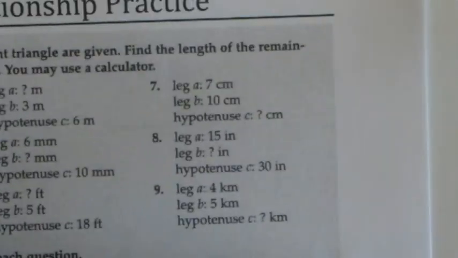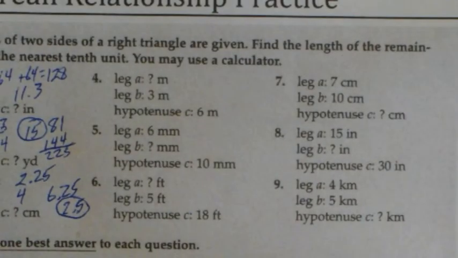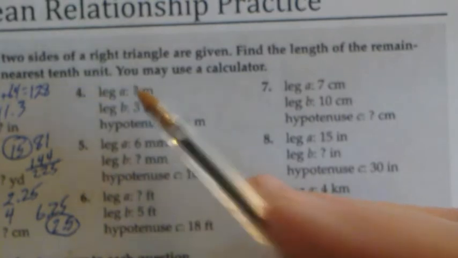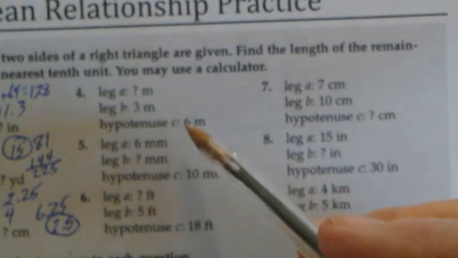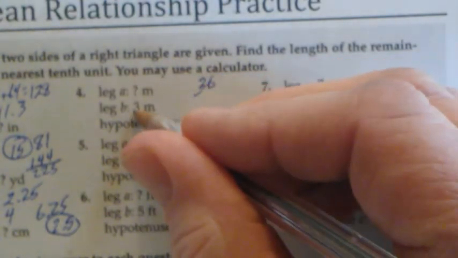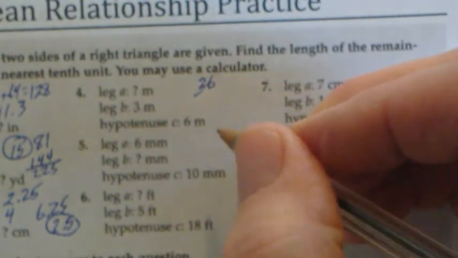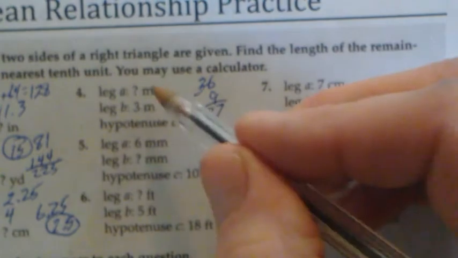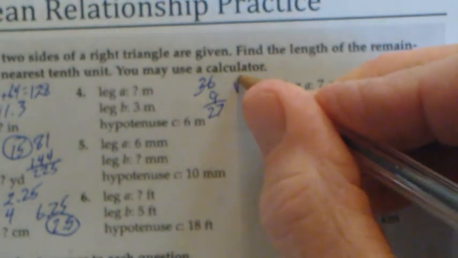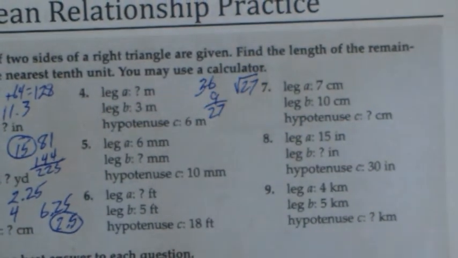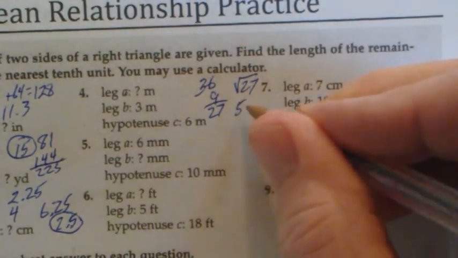Number 4. Here, they're missing a leg. So you square the hypotenuse, 36, and you subtract 3 squared, which is 9. That gives you 27. So this squared is 27, so you have to take the square root of 27. If you put that in your calculator, it should come out around 5.2.